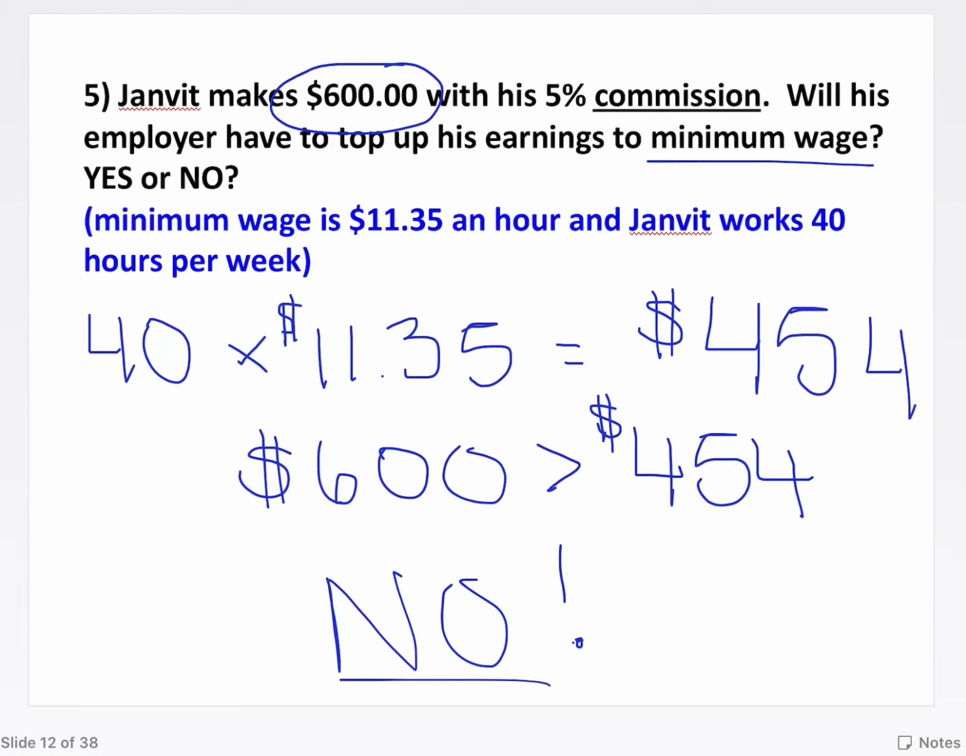Now with commission, your earnings typically fluctuate. Every month or every paycheck is going to look different. So some people like that incentive and some people find that risky.